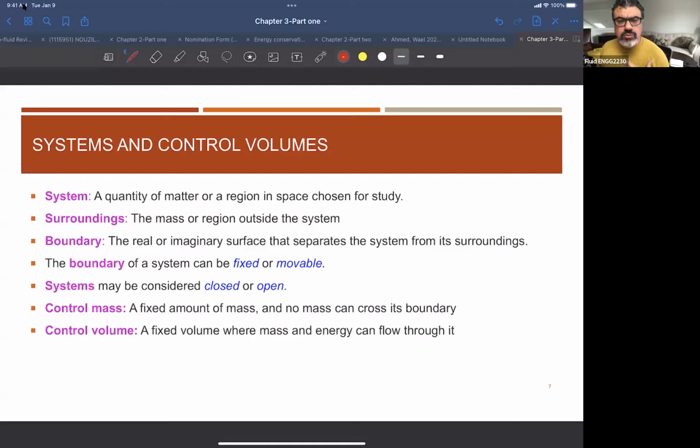Versus something called the control volume. So control volume means I only look at the boundary as a fixed volume, right? And I see what is coming in or what is going out of these boundaries. Okay, so selecting a control volume and then seeing what is crossing this, in terms of mass, or what is crossing this in terms of energy.